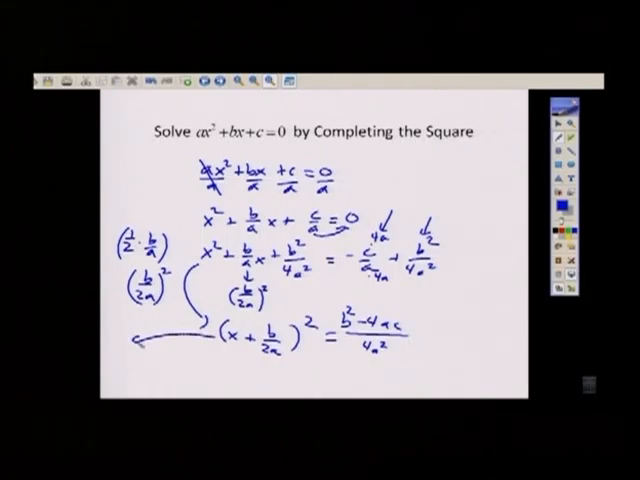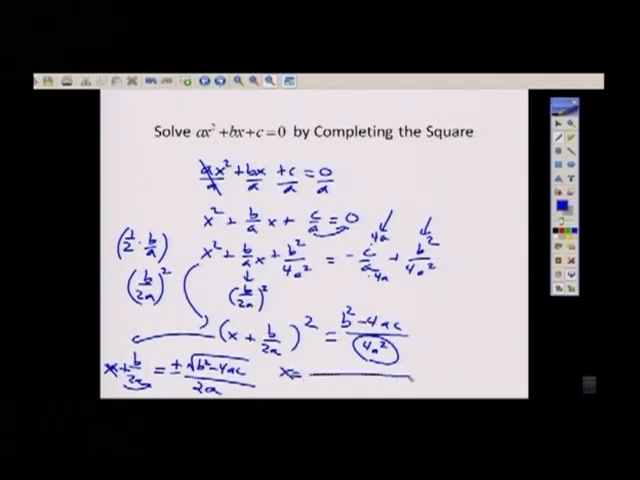Next step, it's squared, so we take the square root. So x plus b over 2a is equal to, don't forget, plus or minus, because we're taking the square root. Now the top, I'm just going to write as the square root of b squared minus 4ac, because it doesn't have a nice square root. But the bottom of this, I can take the square root of, because the square root of 4 is 2, and the square root of a squared is a. And then the last step, I'm going to subtract over the b over 2a. And it's very nice, we have a common denominator already.